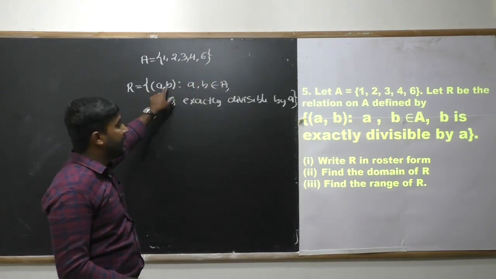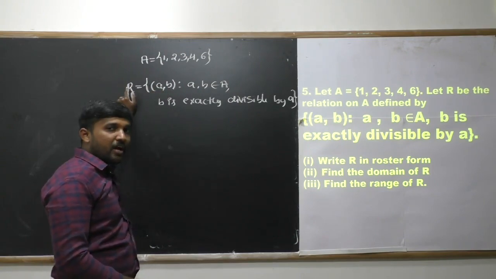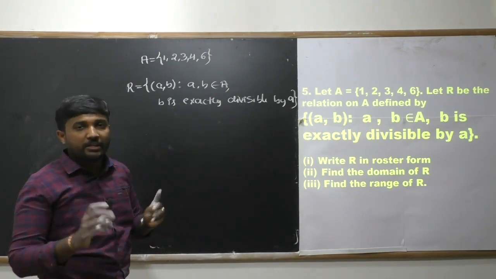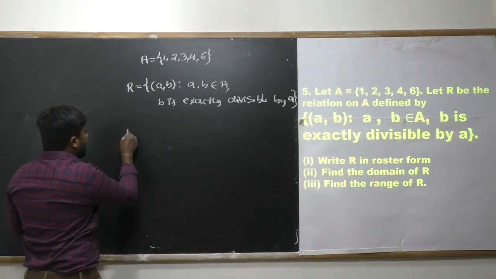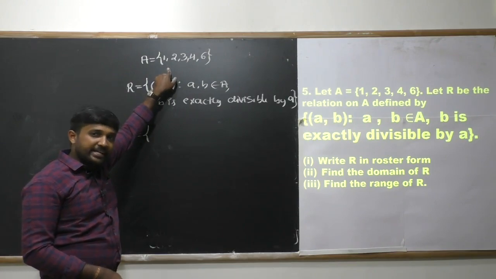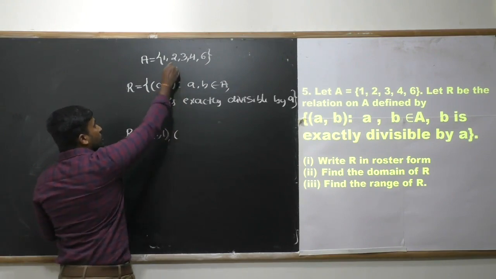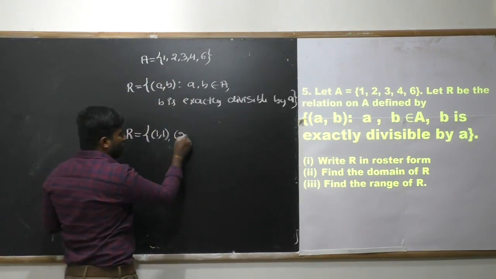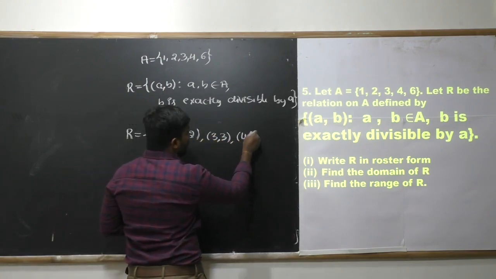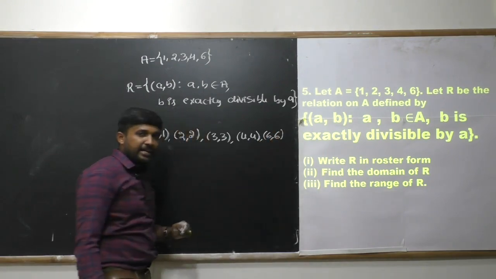What is the condition between A and B? Ordered pair A comma B belongs to the relation R only when B is divisible by A. Got it? Okay, now first I write some standard ordered pairs. Is 1 divisible by 1 itself? Yes, 1 is divisible by 1. So 1 comma 1 belongs to R. Next, 2 is divisible by itself. Yes, 2 comma 2. Similarly, 3 comma 3, 4 comma 4, 6 comma 6. 6 is also divisible by itself.